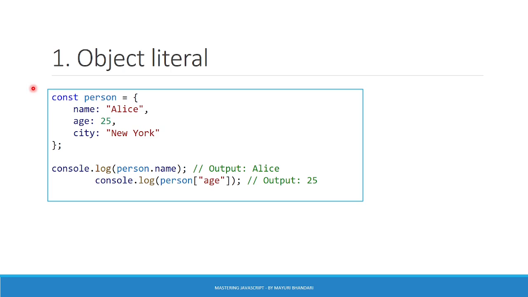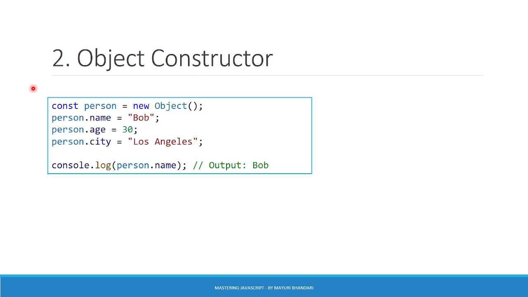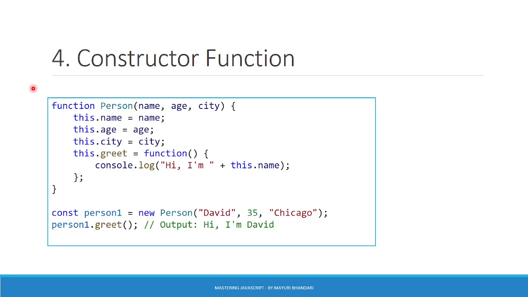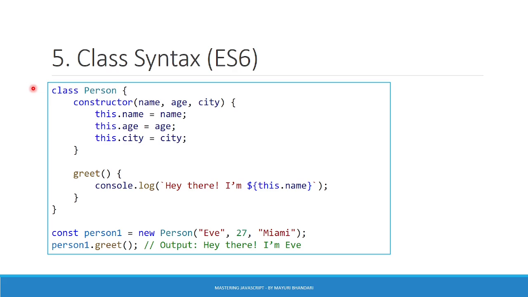That's all about object creation in JavaScript. Today we explored 5 powerful ways to create objects in JavaScript. From object literal to ES6 classes, each method has its own use case. For small objects, literals are great. If you need inheritance, Object.create works well. Constructor functions and classes are excellent for reusable structures.